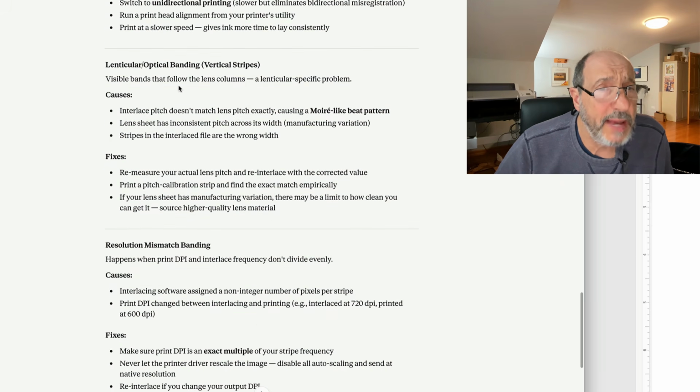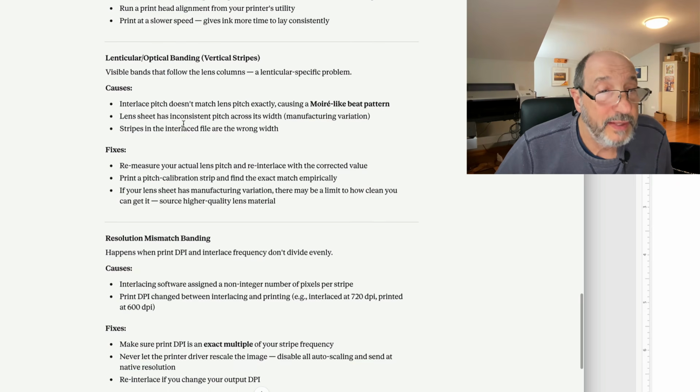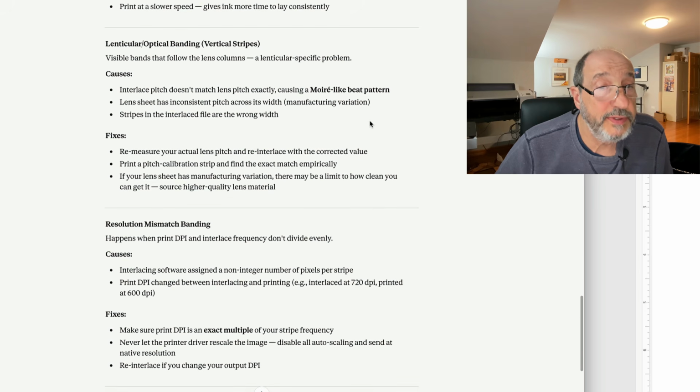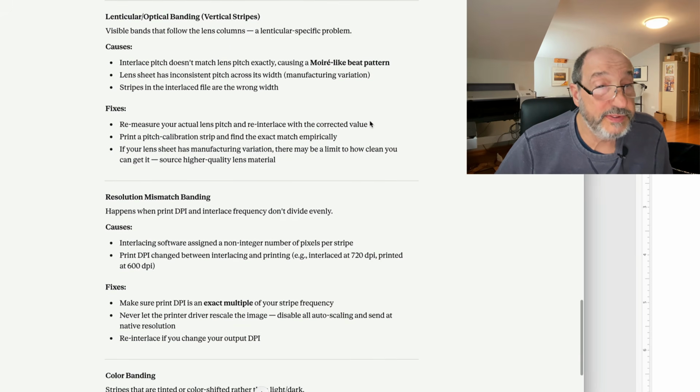Let's see. Optical banding, vertical stripes. Interlace pitch doesn't match lens pitch exactly, causing a moiré-like beat pattern. That is true. Lens sheet has inconsistent pitch across its width. We'll assume that's not our case. Stripes in the interlace file at the wrong width. We'll assume that's not our case. So how do you fix it?